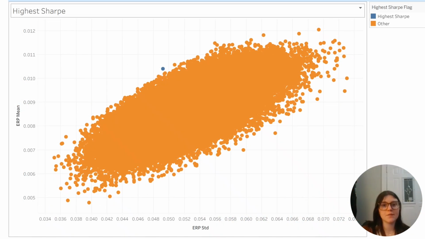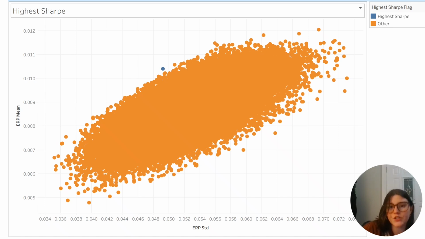Hi everyone, today I'm going to walk through the results of our portfolio simulation project using Tableau. We'll start by looking at how risk and return interact across thousands of randomly generated portfolios, and then highlight which portfolios deliver the highest Sharpe and Treynor ratios. I'll finish by showing 2 additional visualizations that help explain why these portfolios perform the way that they do.